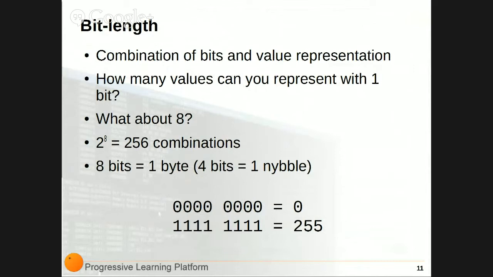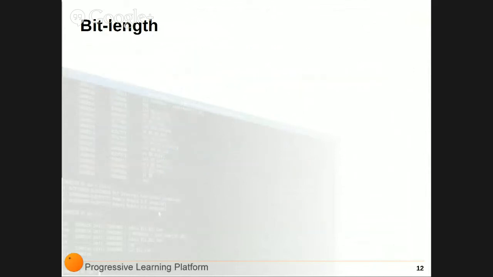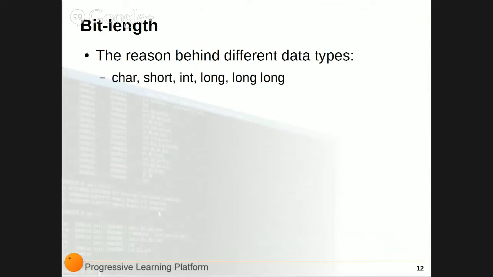So, bit length. That's why we have different types: char, short, int, long. It's just how many bits represent the data. Because if you declare a long and you only need to represent true or false, that's very wasteful. Don't you think? All these 4 bytes of data, just either 0 or 1. And you'll see the reason why next week.